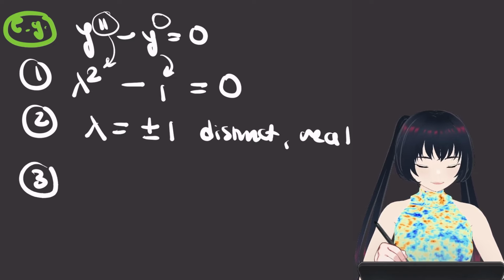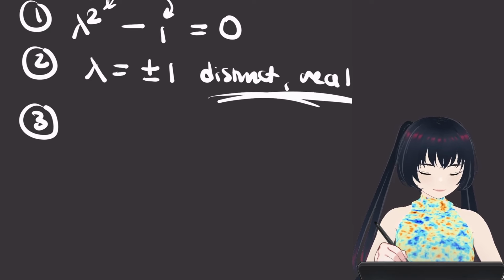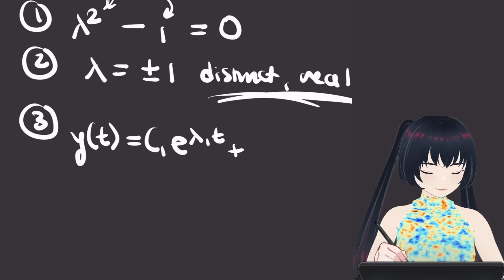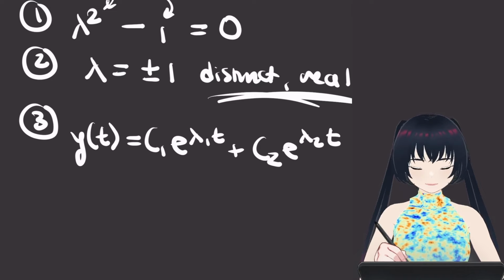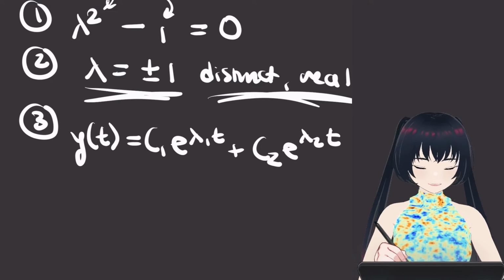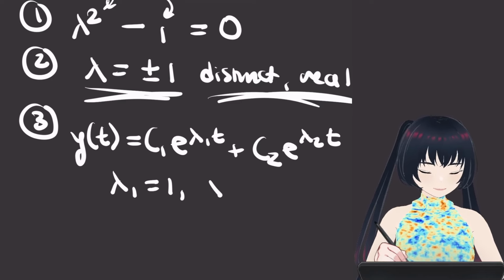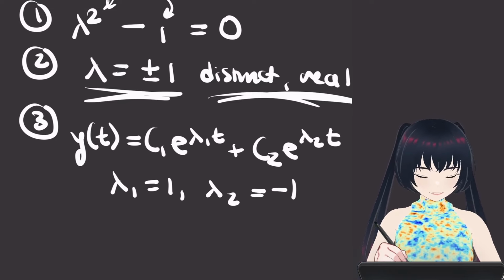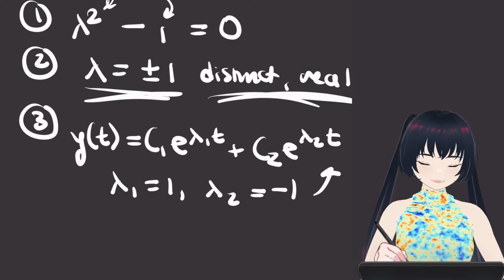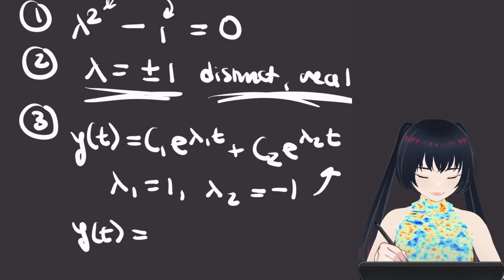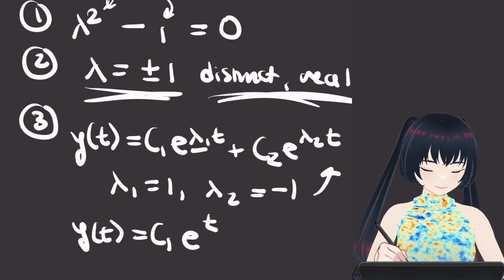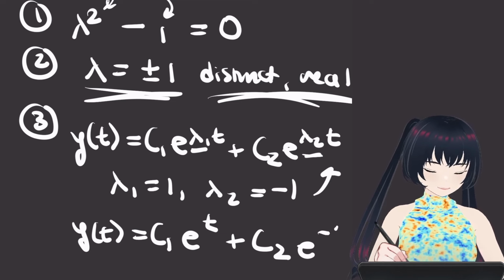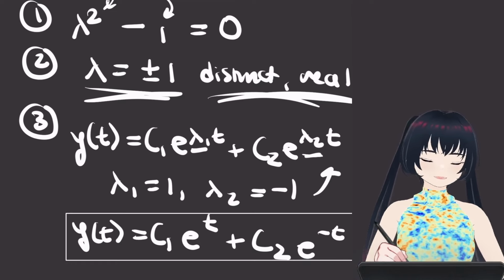Step 3 was to identify which format we need. Well, because we have distinct and real solutions, we can say that the solution falls under the format c1 e to the lambda 1t plus c2 e to the lambda 2t. But we said that lambda is equal to plus or minus 1. So lambda 1 is equal to 1, and lambda 2 is equal to negative 1. And without loss of generality, we can basically switch lambda 1 and lambda 2 in this instance. And finally, the next step is to simply plug that into our template. So lambda 1 was equal to 1, so we have c1 e to the t plus c2, and lambda 2 was equal to negative 1, so we have e to the negative t. And that's the solution to our ordinary differential equation.